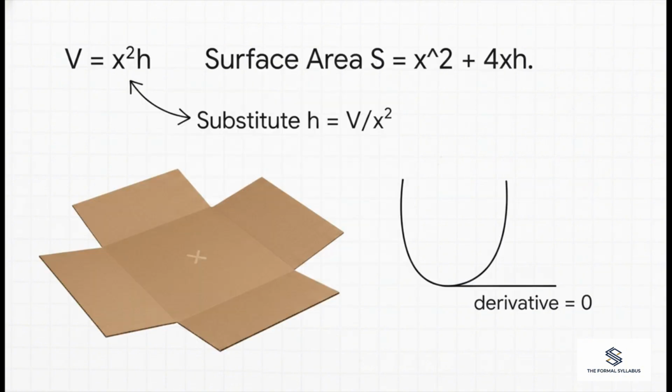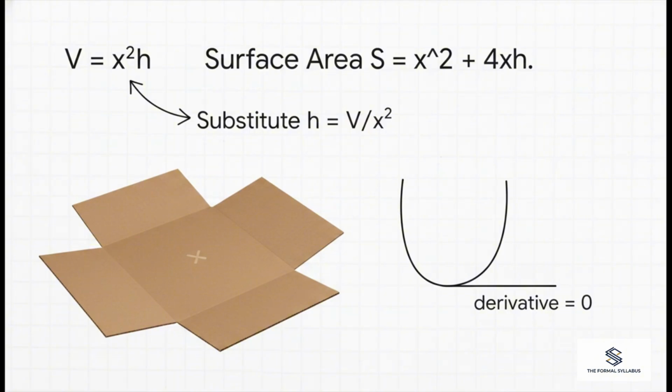Next up, we write out the equation for the thing we actually want to minimize, the surface area. The surface area is that square base, x squared, plus the 4 rectangular sides, which is 4 times x times h. Now, using our volume constraint from before, we can substitute h out of the equation entirely, just boom, getting rid of an annoying variable.